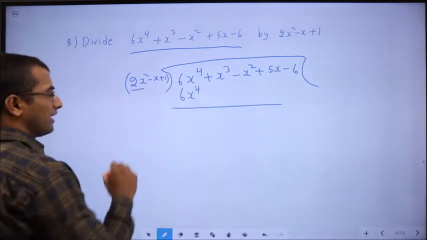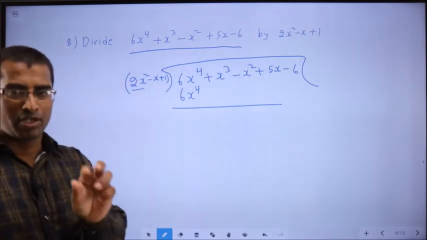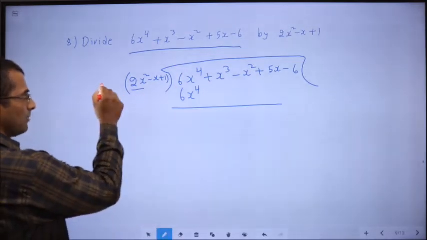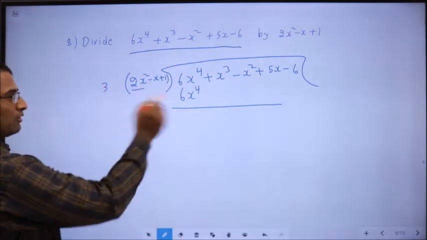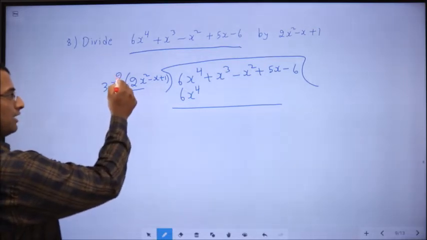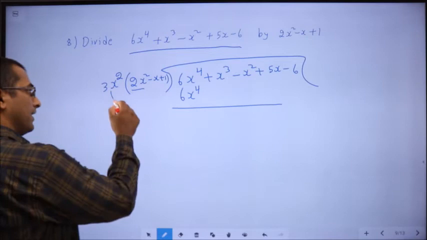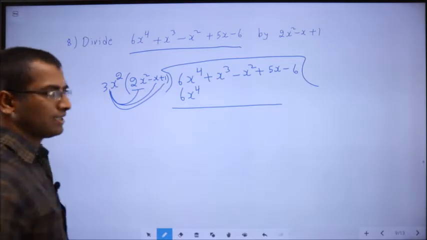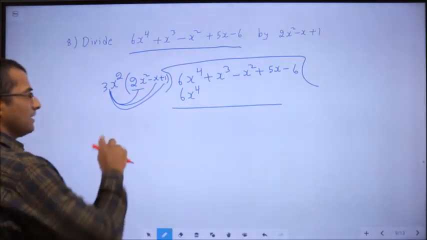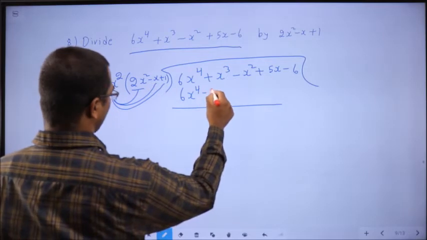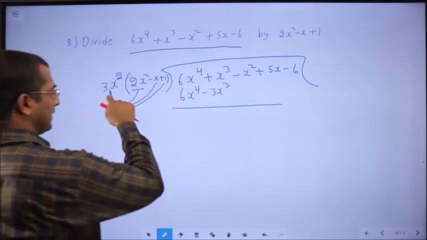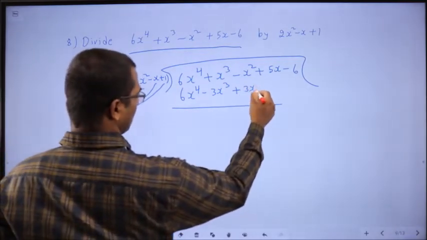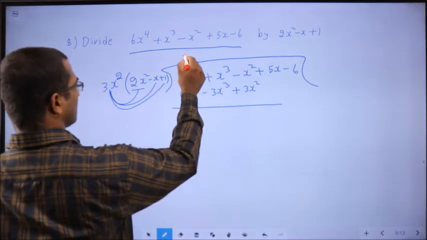Here I have 2x square. 2x square should be multiplied with what, such that resulting in 6x power 4. To get 6, it should be multiplied with 3. Here x power 2, to get x power 4, more x power 2 you need to multiply with. When you are multiplying to this, this also needs to be multiplied with the second term and also the third term, which results in 3x square into minus x will be minus 3x cube. 3x square into plus 1 will be plus 3x square. Okay. So your first term of the quotient is 3x square.